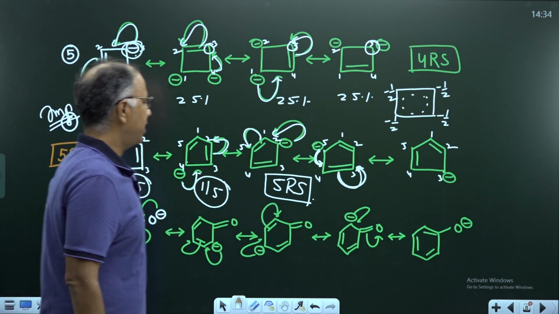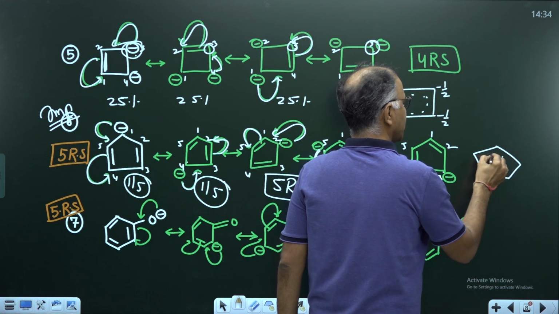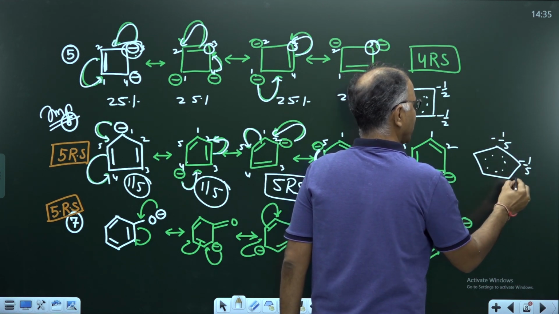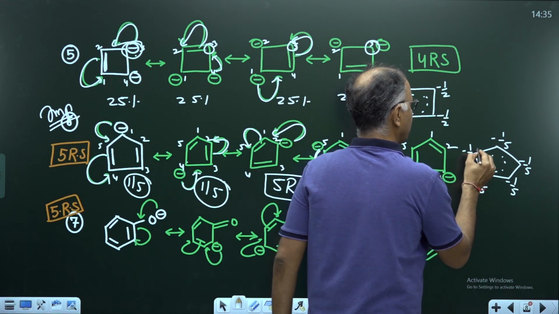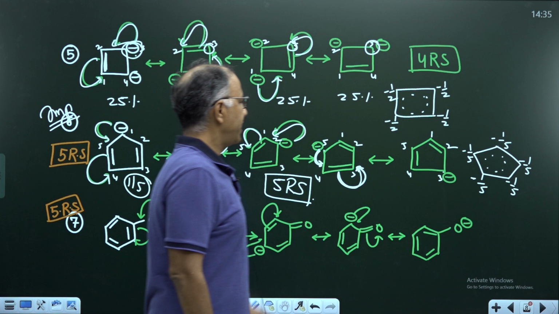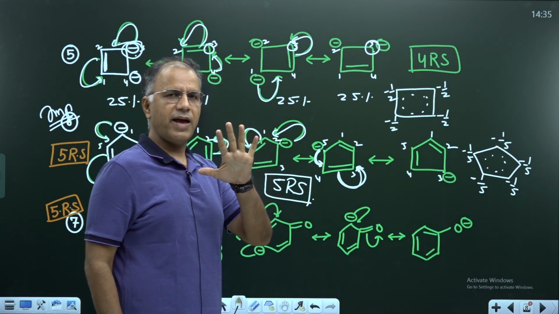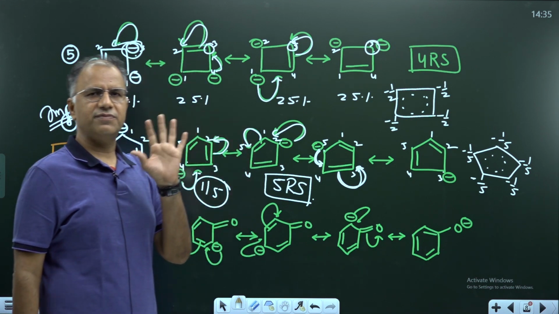Then what would be the resonance hybrid? In resonance hybrid, minus 1 by 5 charge on each carbon. Means net charge is minus 1 and minus 1 is delocalized among 5 carbon. Minus 1 is delocalized among 5 carbon. So each carbon will carry minus 1 by 5 charge.